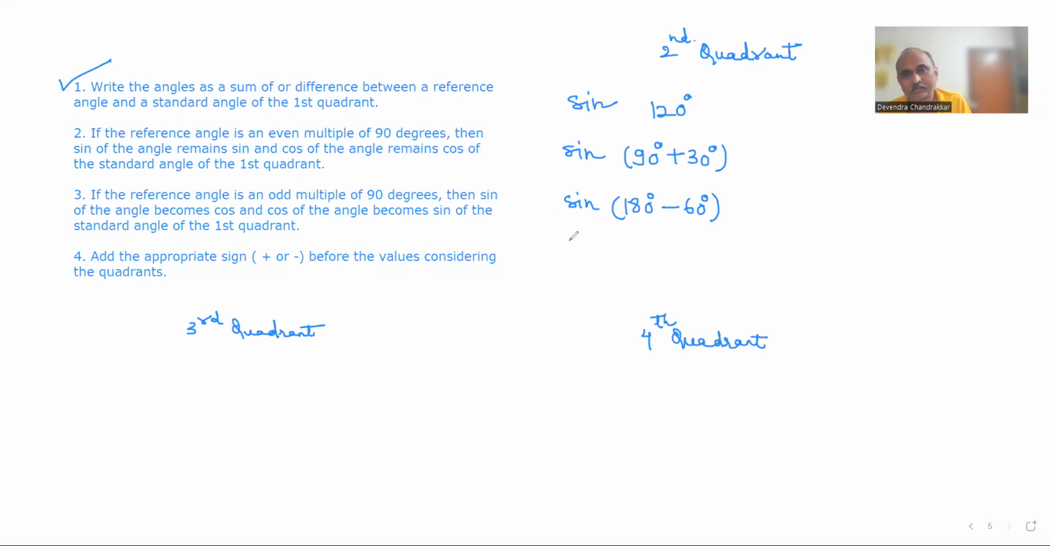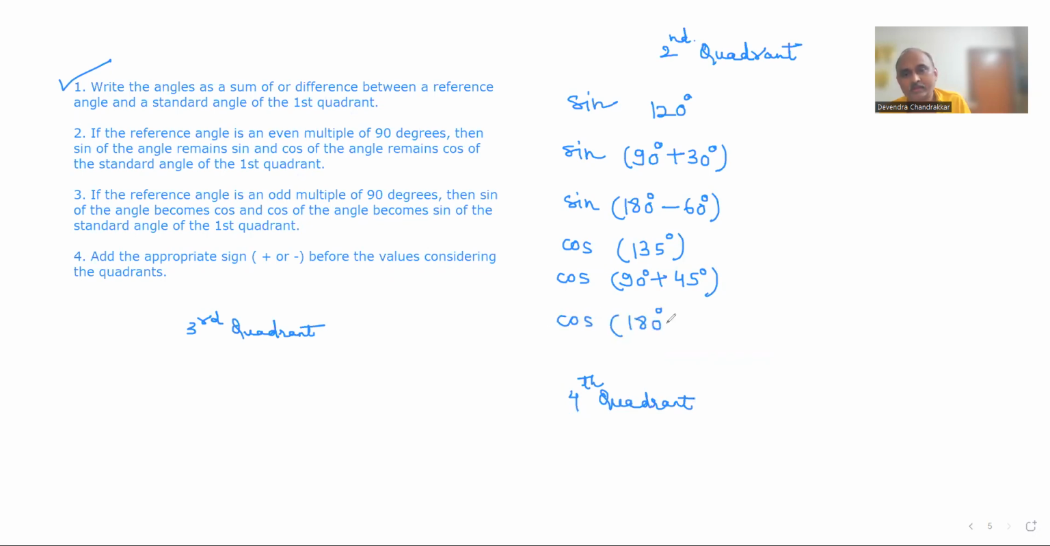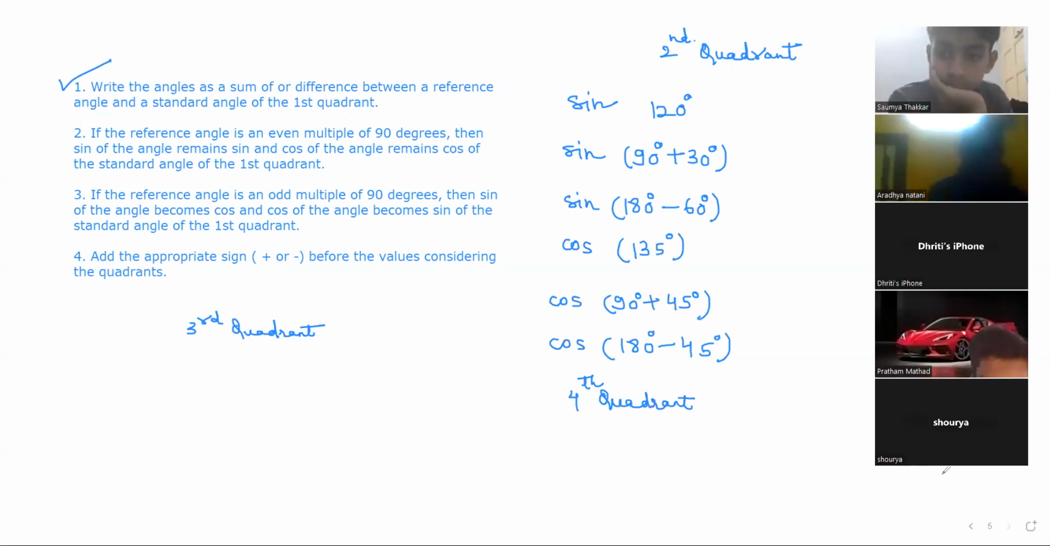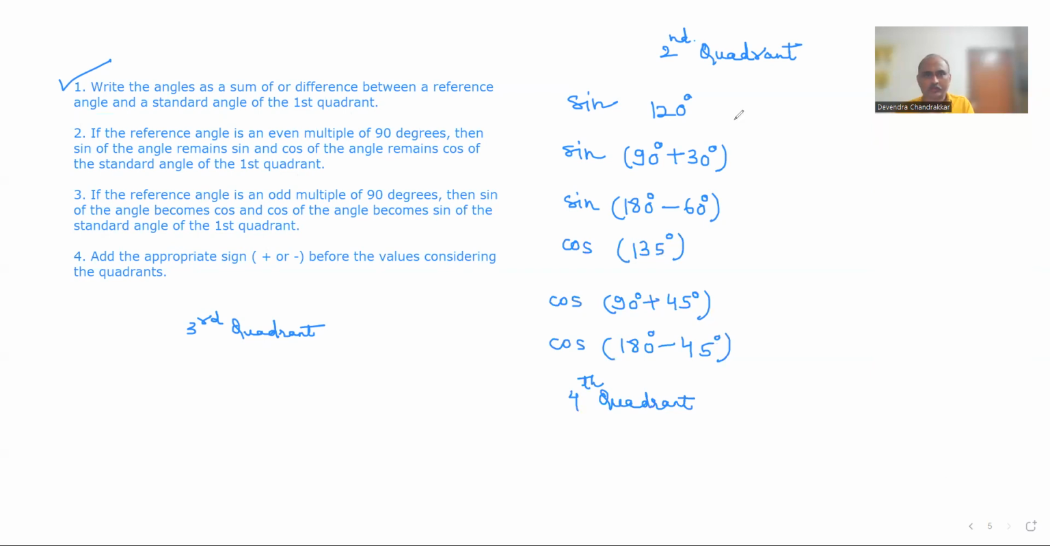Similarly, if I ask you to find cos of 135 degrees, pay attention. We can write it as cos of 90 plus 45 degrees. Right? And cos of 180 minus 45 degrees. Yes or no? All of you. Yes, sir. Very good. Any doubts in this? Indu, Aradhya, Shaurya, Dhriti, Soumya, do you have any doubts? No, sir. Okay, great.